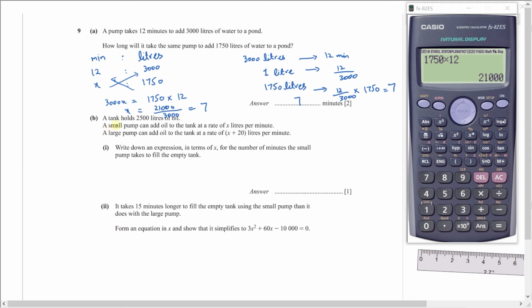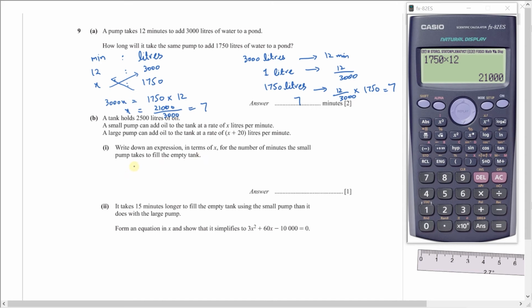So part B is a tank holds 2500 liters of oil. A small pump can add oil to the tank at a rate of x liters per minute. A large pump can add oil to the tank at a rate of x plus 20 liters per minute. Part 1 is write down an expression in terms of x for the number of minutes the small pump takes to fill the empty tank.